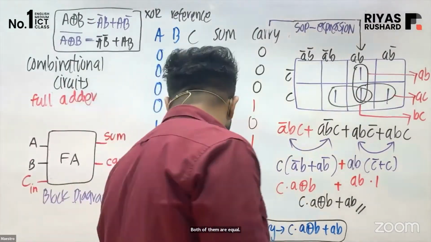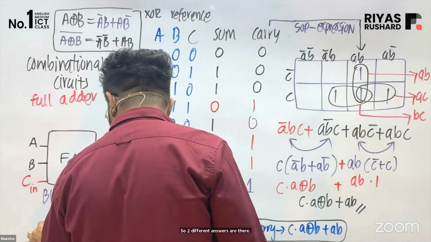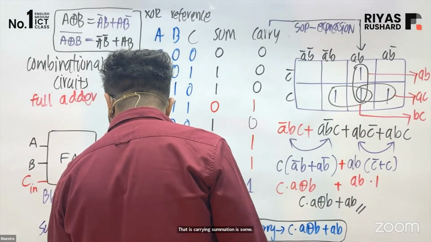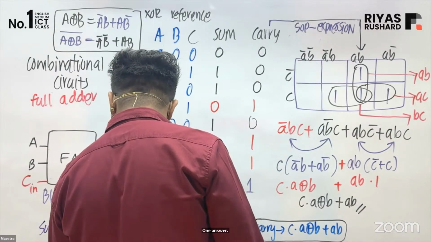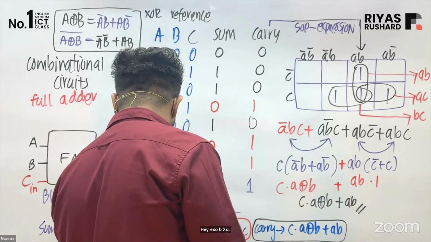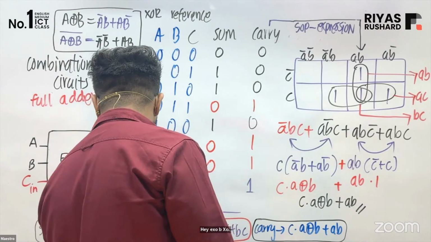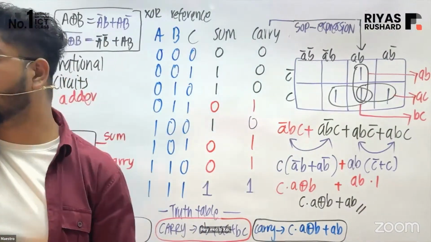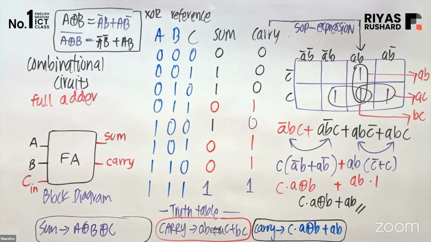That is carrying. Summation is sum: one answer, A XOR B XOR C. Both output the same but have different circuit diagrams. Which one should you take to do this? They will ask questions in both ways.